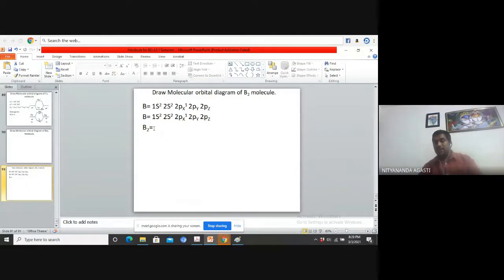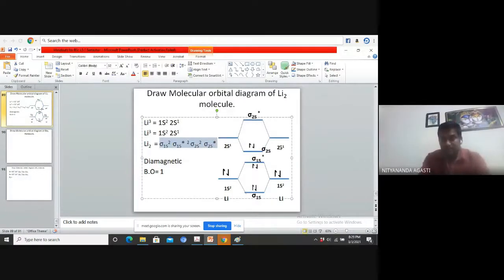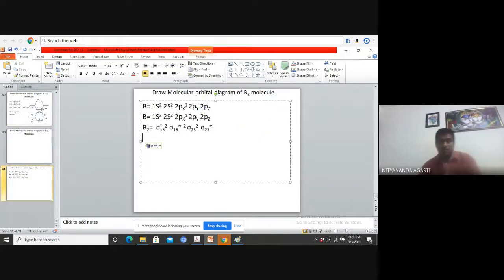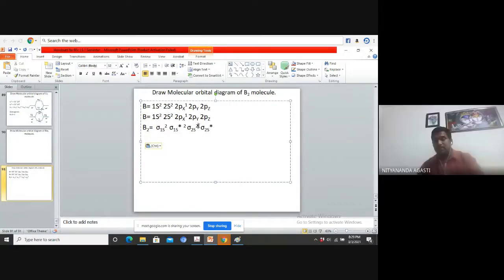So let me write it. Get it from here. Save time. Yes. 1s will combine with 1s. 2 orbitals will be obtained. 2s will be combining with 2s. I'm not writing the electronic configuration now. We'll write it, don't worry. Next point is about 2px. 2px will combine with what? 2py, another 2px, or 2pz.